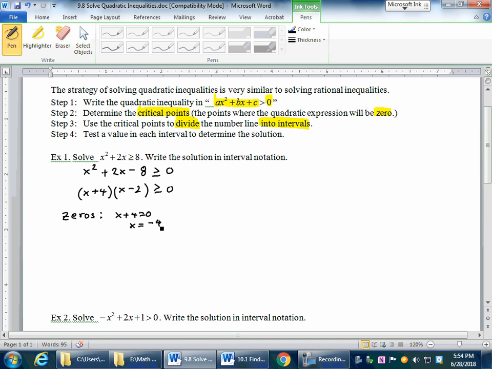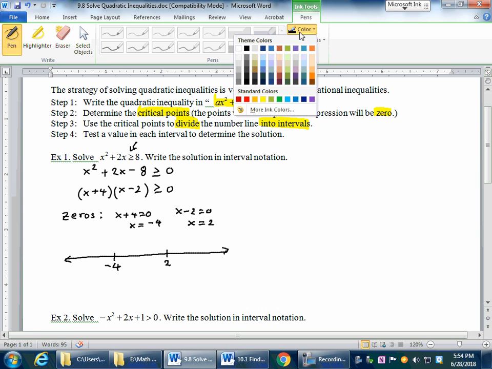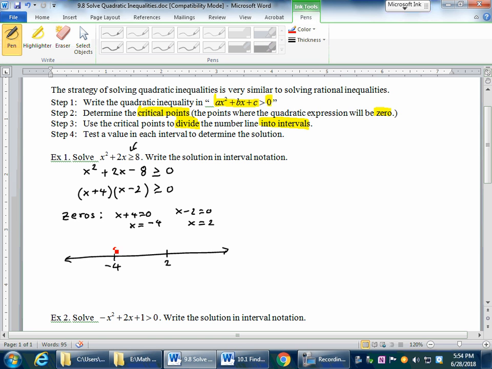And then what's another zero? x minus 2 equal to 0, so x is equal to 2. So I got 2 zeros in this case. Now we're going to use these zeros to break the real number line into intervals. So here's negative 4. Here's 2. Since the inequality is greater than or equal to, these zeros are a part of the solution, so it's inclusive. So I have interval 1, interval 2, and interval 3.